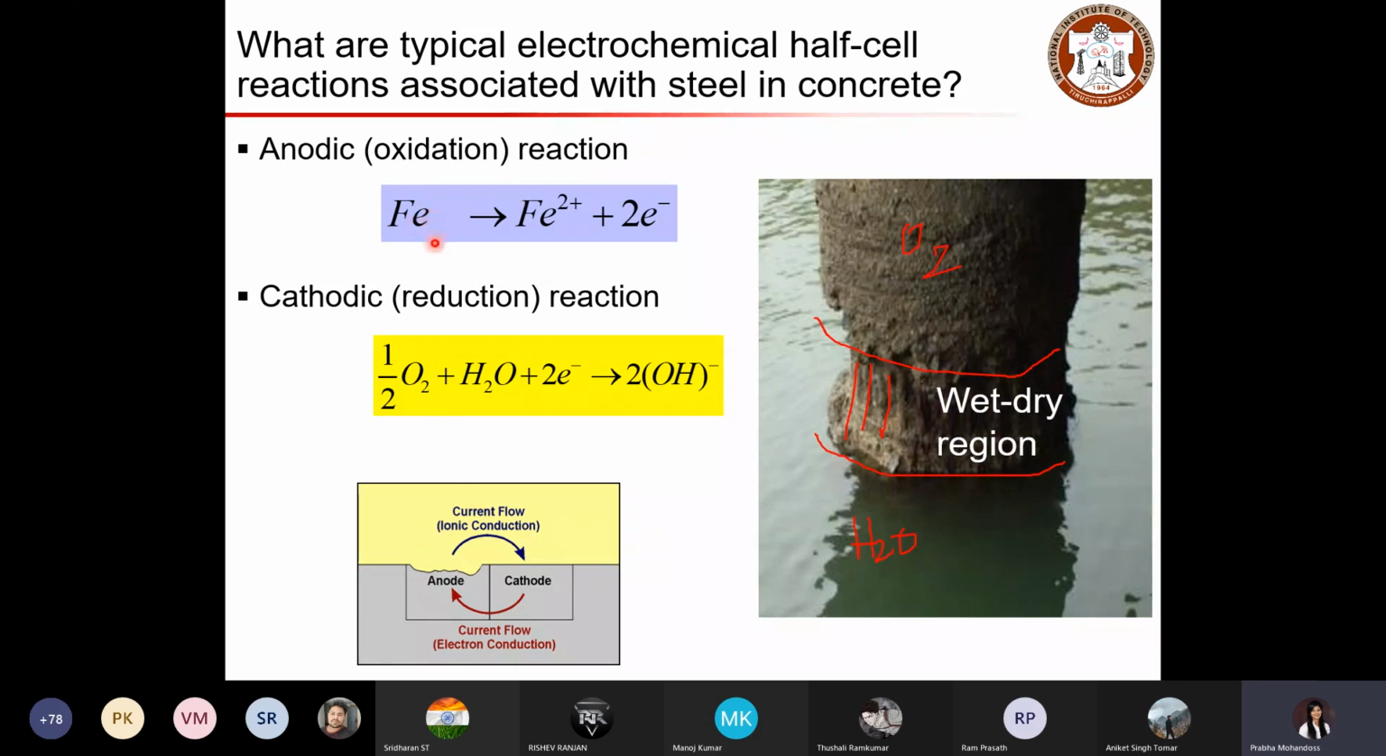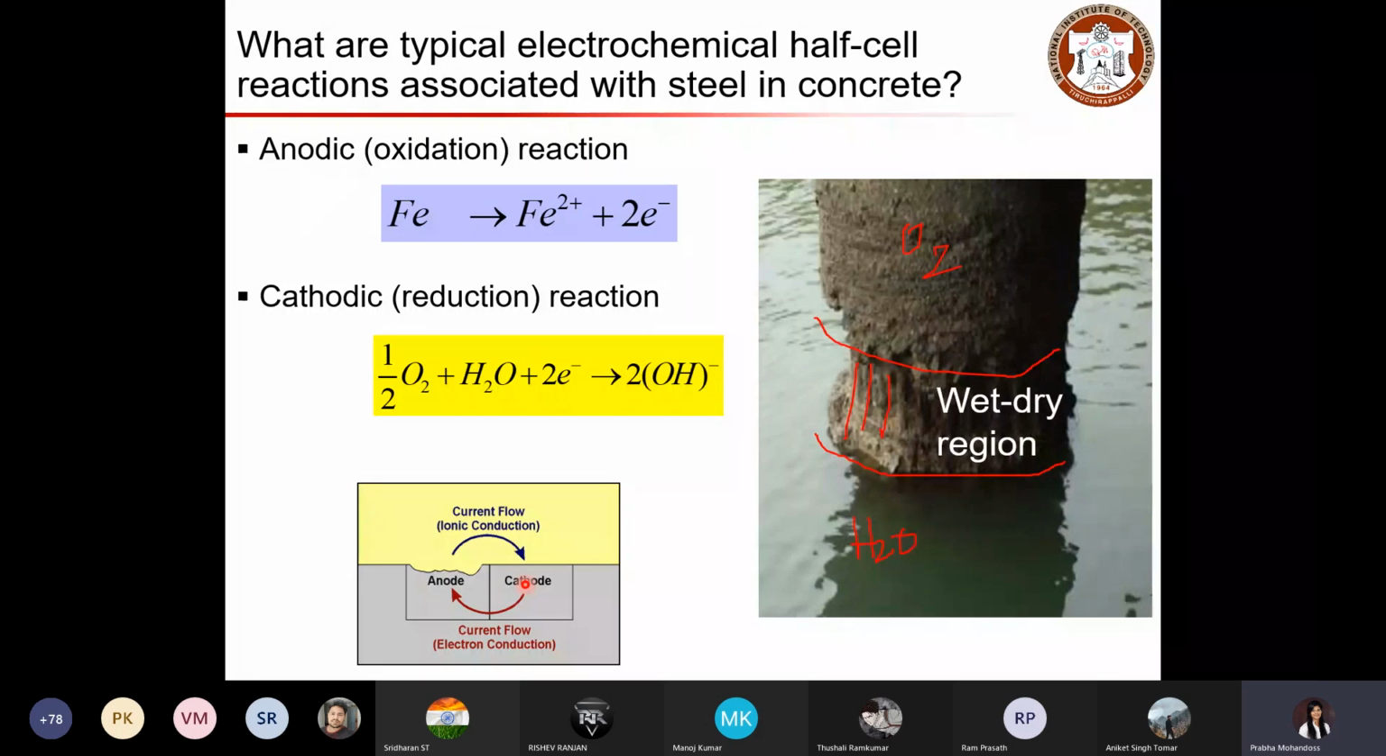So that means your Fe will become Fe2+ ion plus some electrons forming on it. So this will lead to ionic conduction, and then further this electron that is moving from anode to cathode flows back with oxygen and moisture, so that forms the hydroxyl ion. So that hydroxyl ion will reach the anode from cathode, and that will lead to further reaction. So this is what happens during the corrosion process.